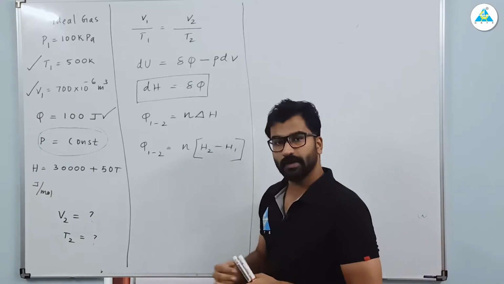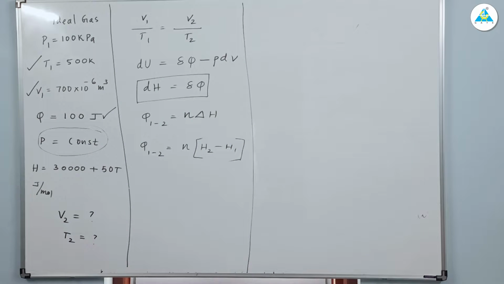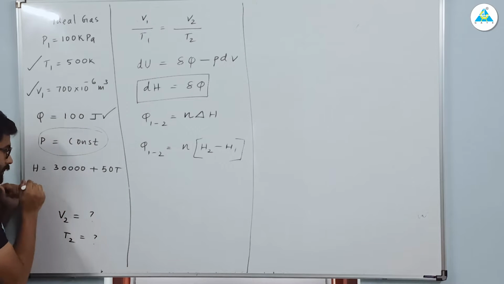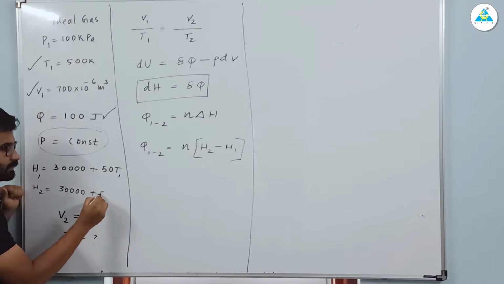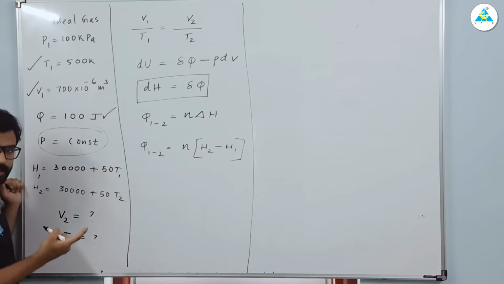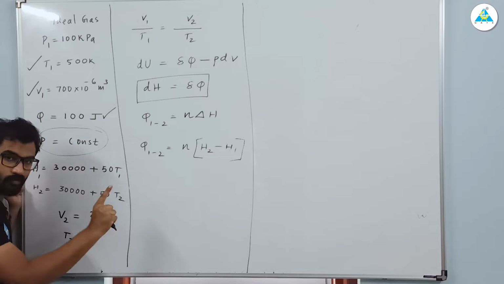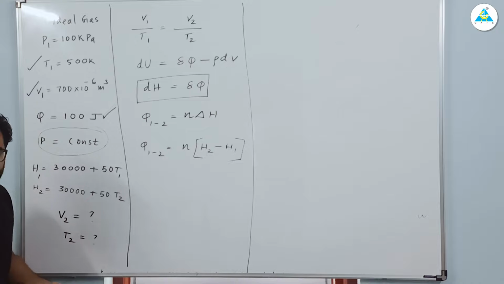For finding H2 and H1, they have given a relation. Clear? So they have given a relation H is equal to 30,000 plus 50T. Now what will be H2 and H1? Here itself you can see H1 will be 30,000 plus 50 T1, H2 will be 30,000 plus 50 T2, because T is the only variable. Clear? When you substitute T equal to T1, that will be the enthalpy at state 1. When you substitute T equal to T2, that will be the enthalpy at state 2. Clear? Easy? I hope you understood.